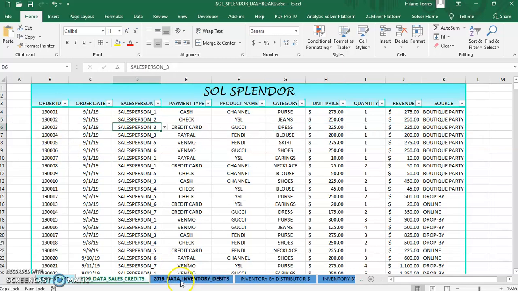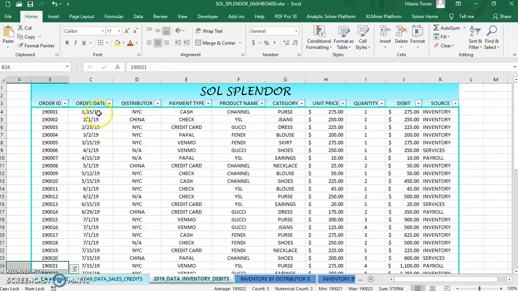And then on this one, you would say the same thing. Here I went for random data throughout the year. On the 1st of January, I got inventory from my New York City distributor. I paid cash. He got me some Chanel purses. I paid $275, and I only needed one. This is how much I paid him, and I added it to inventory.